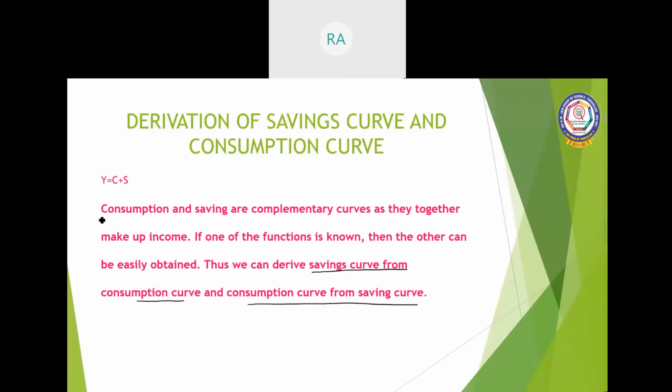From this equation Y is equal to C plus S, we come to know C is equal to Y minus S and S is equal to Y minus C. Savings is equal to income minus consumption. Hence, if we come to know the value of one, it is easy to know the other value. Derivation of saving curve from consumption curve.